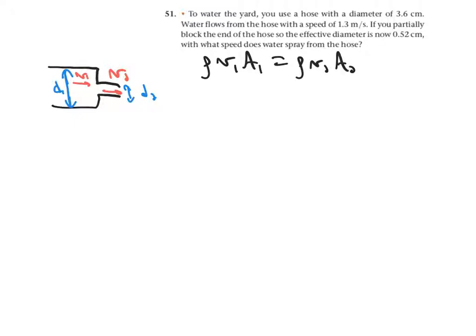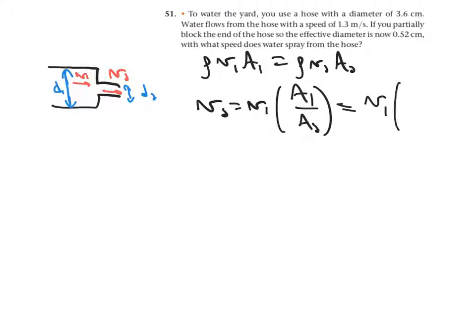which means we can solve this over and say that v2 is v1 times the ratio of areas. And the ratio of areas for things that are circular is the same as the square of the ratio of their diameters, because the area is pi r squared, and r is just d over 2. So we get something like that.